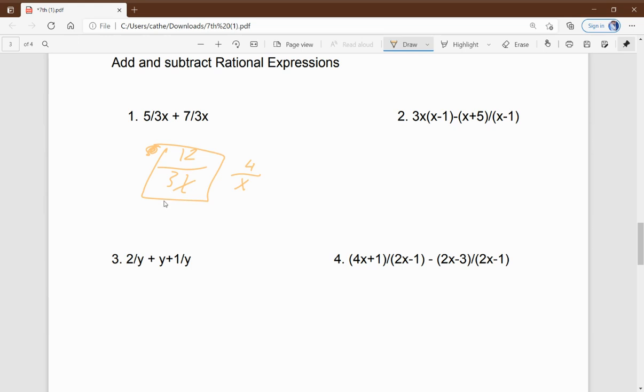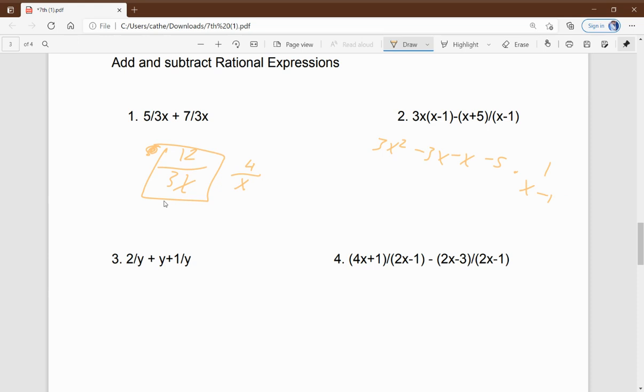Okay, one last then. Well, 3x squared minus 3x minus x minus 5 over x minus 1. You could also do 1 over x minus 1. That's the same thing, so never mind about that.